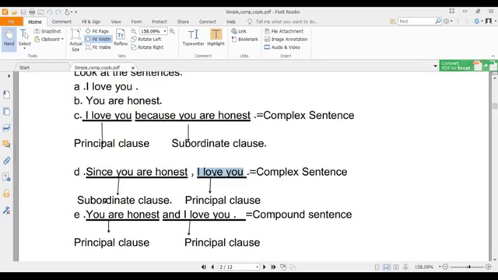So containing one subordinate clause and one principal clause, it makes a complex sentence.